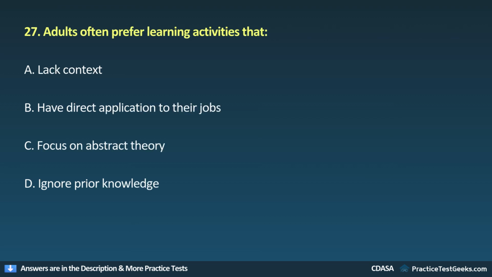27. Adults often prefer learning activities that: A. Lack context. B. Have direct application to their jobs. C. Focus on abstract theory. D. Ignore prior knowledge.